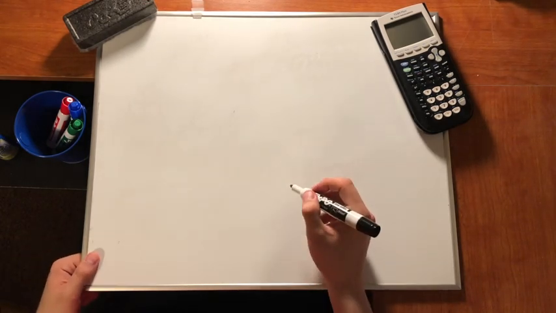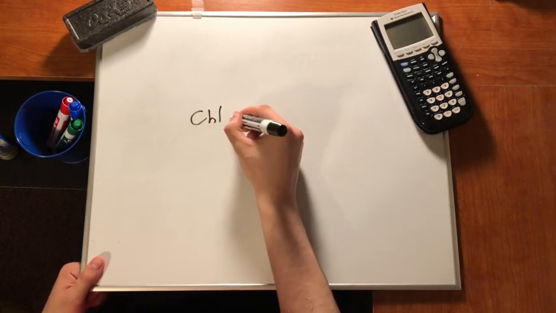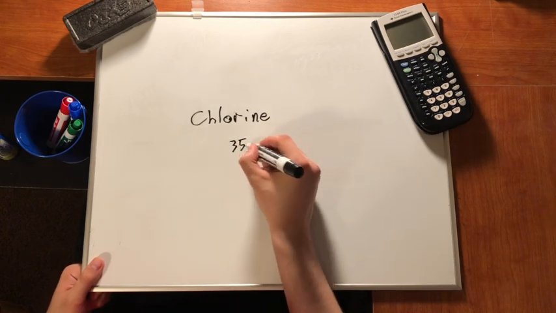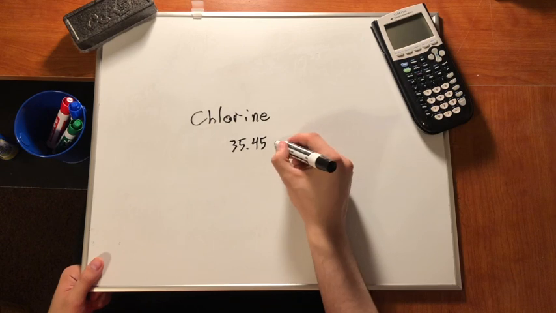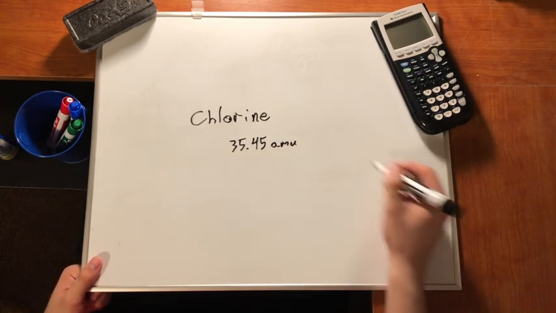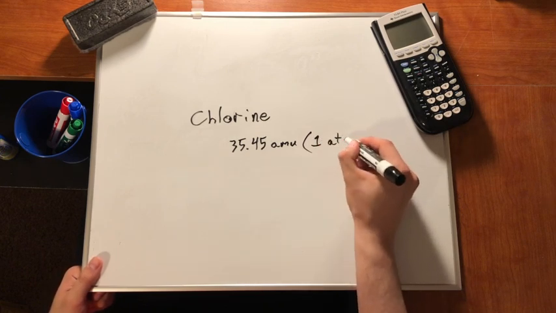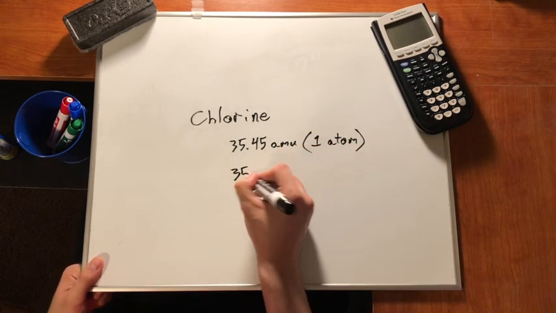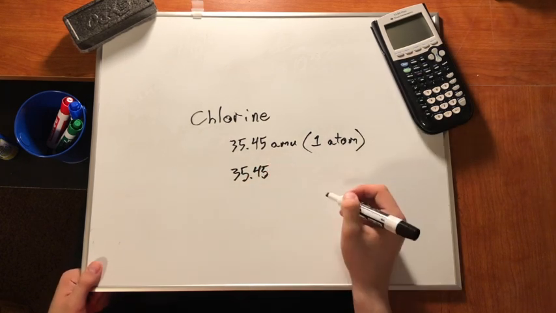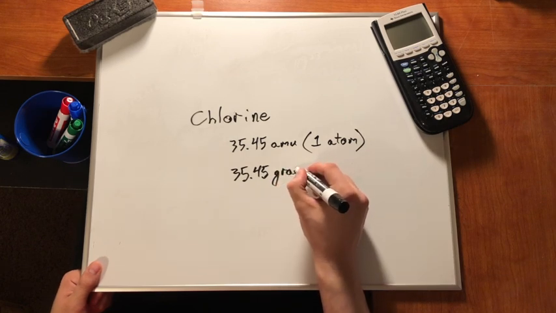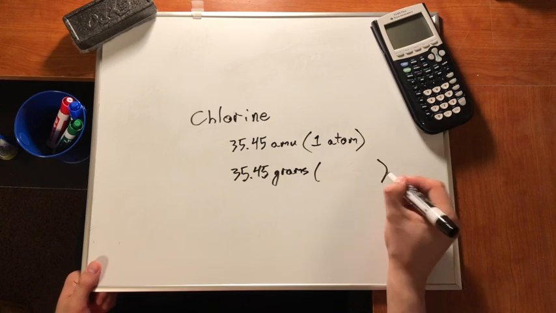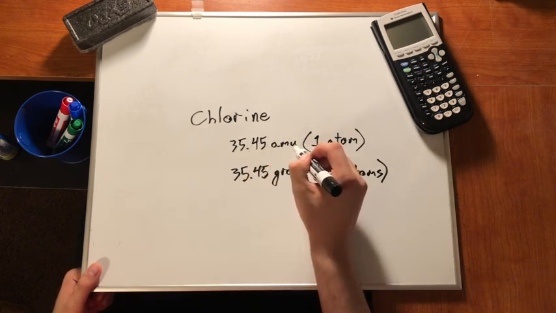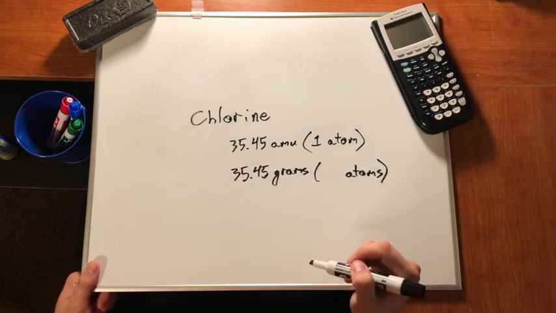So that was a mole for carbon. Let's think about another element. Let's do chlorine. If I look at my periodic table, I see that the average atomic mass for a chlorine atom is 35.45 atomic mass units, and one atom is going to give me that mass. If I'm doing a chemical reaction, I want to think about this in grams. So I might ask myself, how many atoms of chlorine will I need to get me from 35.45 atomic mass units all the way up to 35.45 grams of chlorine?